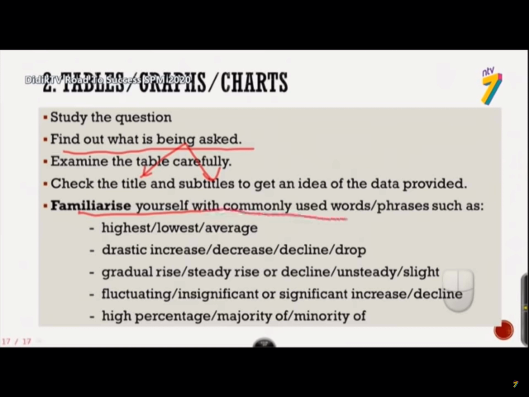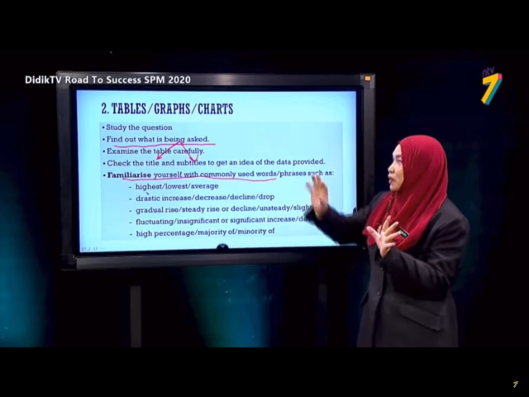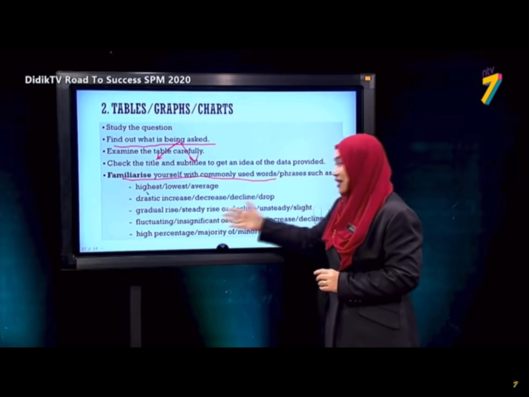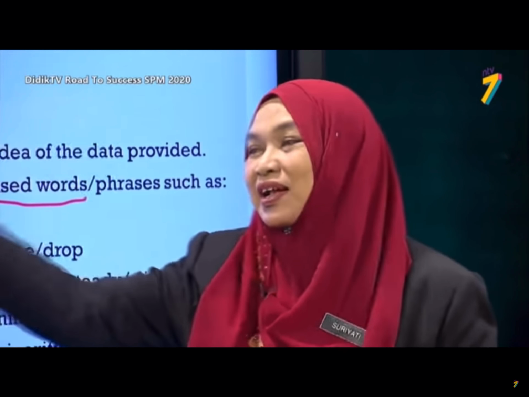Before the exam itself, you have to know this. Familiarize yourself with commonly used words. Usually, the words related to tables, graphs, charts: highest, lowest, average, prima. What about drastic increase, decrease, decline, and drop? Usually in questions about tables, graphs, and charts, you will see these kinds of terms. You have to familiarize yourself before SPM.